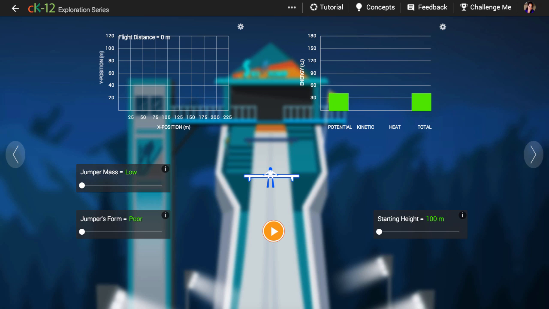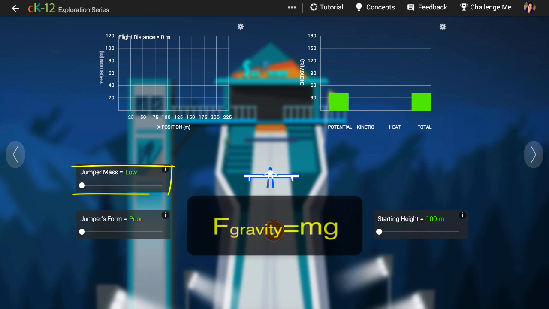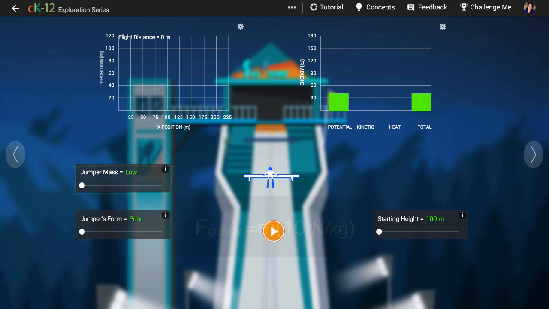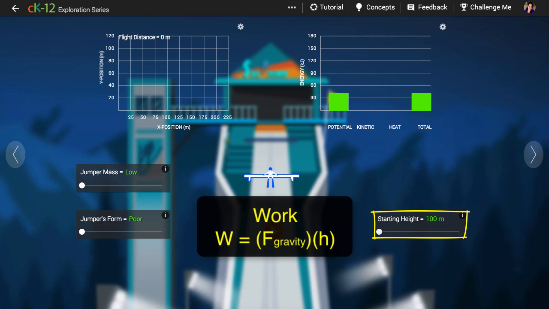non-conservative forces. In this simulation, the system starts with a lot of gravitational potential energy. The force of gravity between the jumper and the Earth depends on the mass of the jumper and the strength of the gravitational field. On Earth, this is about 10 newtons per kilogram, sometimes said as 9.8 newtons per kilogram. The work needed to lift the jumper from ground level up to the top of the ski jump is then the force times the height of the jumper.